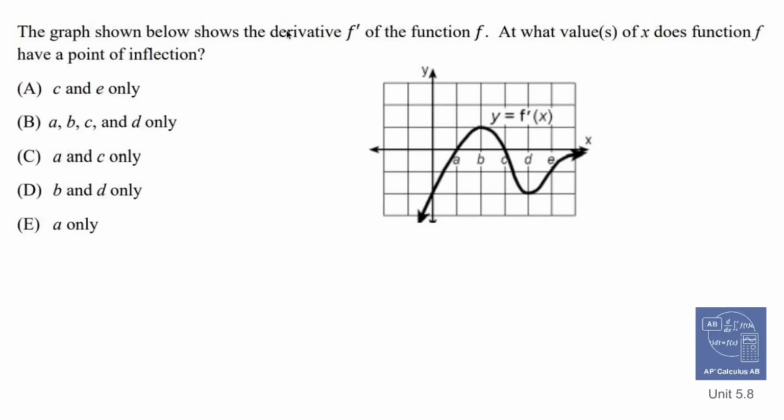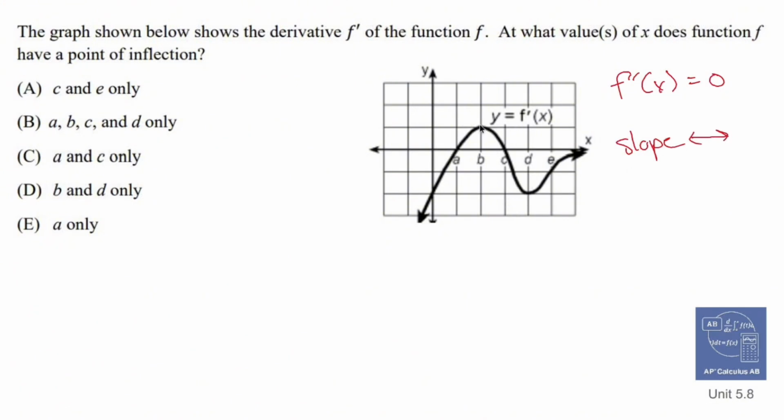The graph shown below shows the derivative f prime of x of the function f of x. At which values does function f have a point of inflection? Well, a point of inflection exists when f double prime of x equals 0. What that would mean in this context is that the derivative of this function is 0, which means I want a slope of 0, or a flat slope.